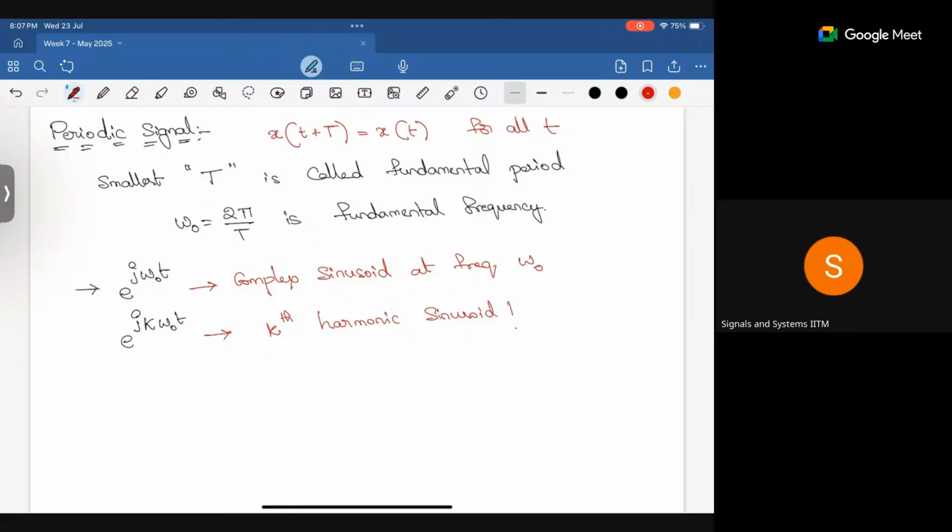We are going to use these kth harmonic sinusoids, with different values of k, and express any given periodic signal as, the technical term is, a linear superposition. Like we are going to express any periodic signal as a sum of these harmonic sinusoids, and that is the core idea of Fourier series.